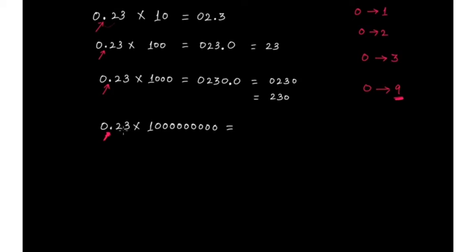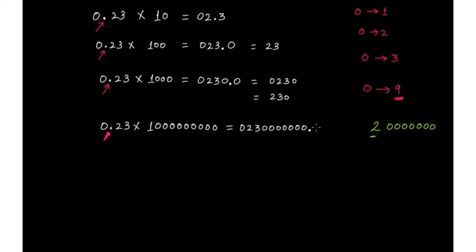But you can see that you have only 2 digits after the decimal point. It means that you will need 7 zeros: 1, 2, 3, 4, 5, 6 and 7 zeros. These 7 zeros and these 2 digits will make 9 digits that can be used to place the decimal point. So this is 0, 2, 3, right? Then 7 zeros: 1, 2, 3, 4, 5, 6 and 7.